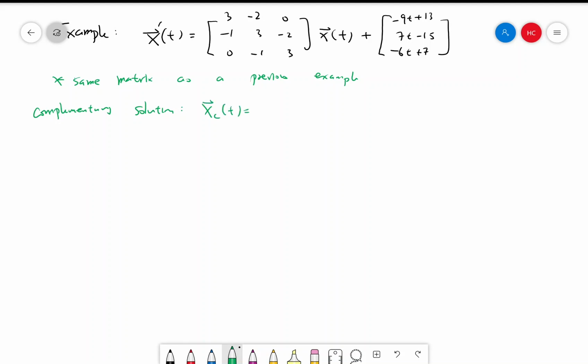The complementary solution is C1, it's a linear combination of the three vectors we talked about. So it's C1 times 2e to the t, 2e to the t, e to the t, plus C2 times 2e to the 3t, 0, negative e to the 3t, and C3 times 2e to the 5t, negative 2e to the 5t, and e to the 5t. So that's the complementary solution from the previous video, and the particular solution.